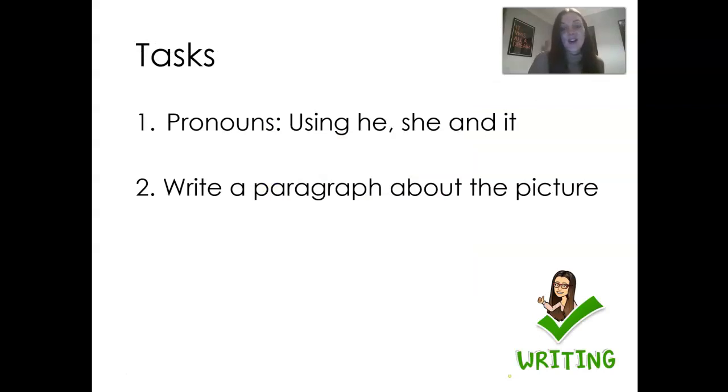Okay, so today's tasks are two things. Number 1, we're going to be writing some sentences and correcting the pronouns. So we'll be using the pronouns he, she and it. And number 2, you'll be writing a paragraph independently. So we'll be talking about a picture and then you will be writing some sentences to describe what is happening. Or, in the simple past, you'll be writing some sentences to describe what happened.